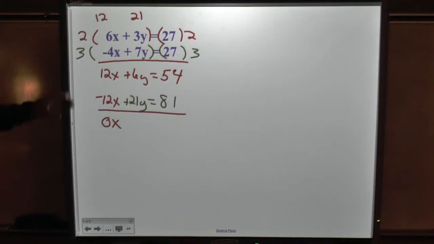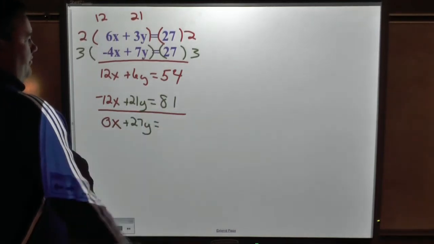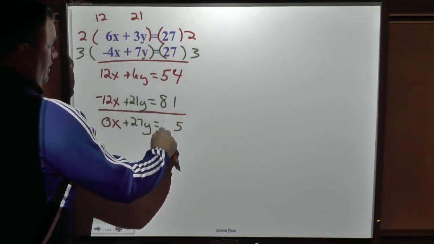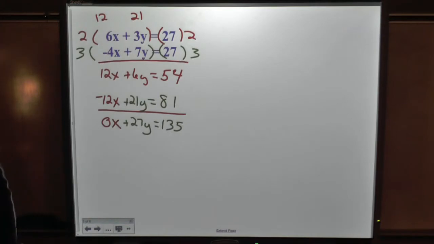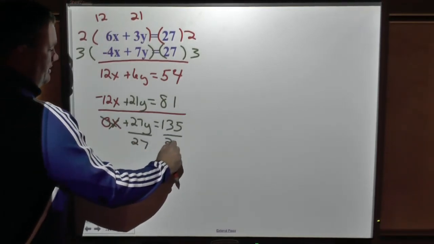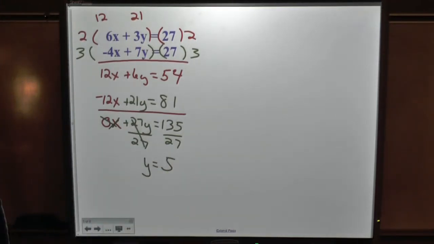So, you've now manipulated both equations to get this least common multiple of 12. Now when you add straight down, you can eliminate a variable. So 12x and negative 12x is 0x. 6y and 21y is 27y. And 54 plus 81 gives you 135. Alright? That's 0, so it's gone. So we just divide both sides by 27. 135 divided by 27 is 5.